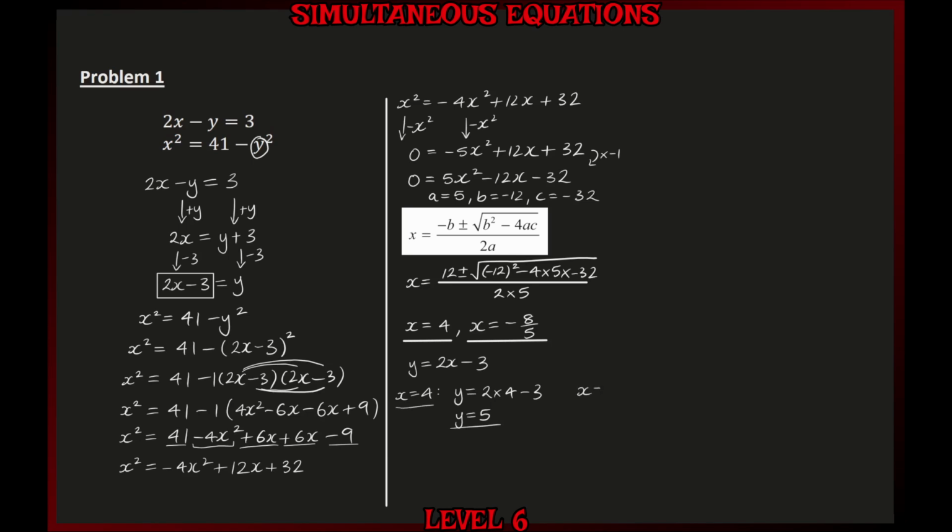We can now do the same thing with x is equal to minus 8/5 and substitute it into this equation. So this becomes y equals 2 times minus 8/5 minus 3. And this gives us y is equal to minus 31 over 5, which makes a pair with x equals minus 8/5. So our final solution to problem 1 is x is equal to 4, y is equal to 5, that's our first pair, and x is equal to minus 8/5, y is equal to minus 31 over 5.